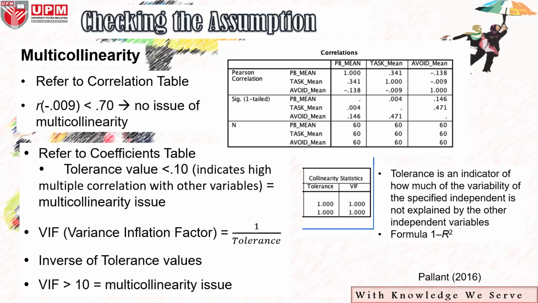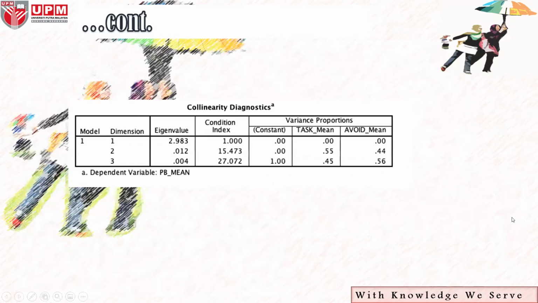In our case, the tolerance value equals 1. Meanwhile, the VIF equals 1. So we can conclude that there is no issue of multi-collinearity according to the tolerance and VIF. Is it clear for multi-collinearity? Okay, next one.